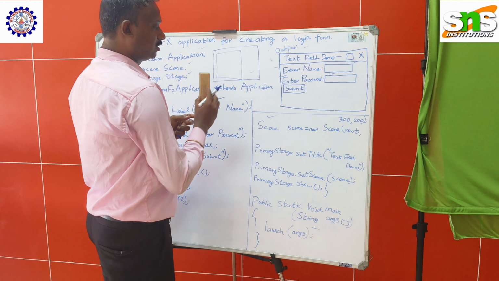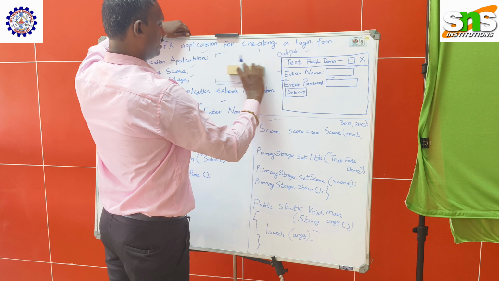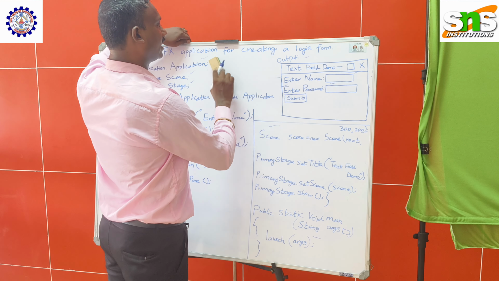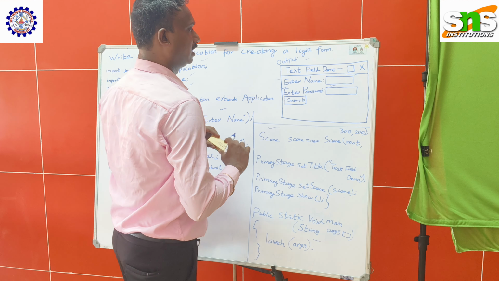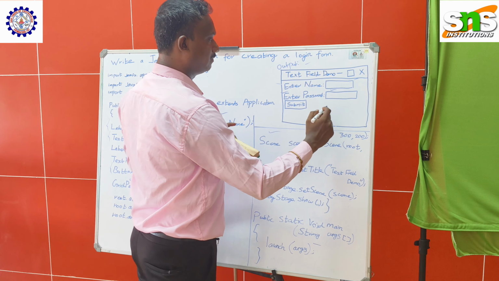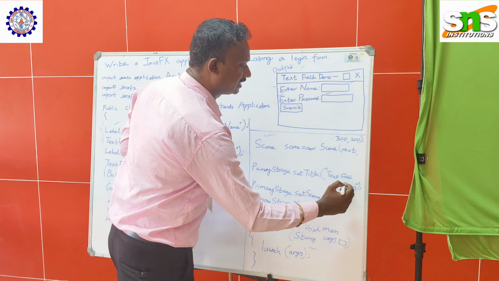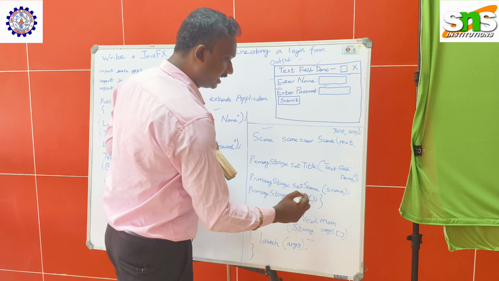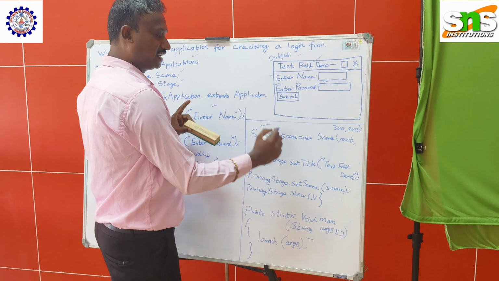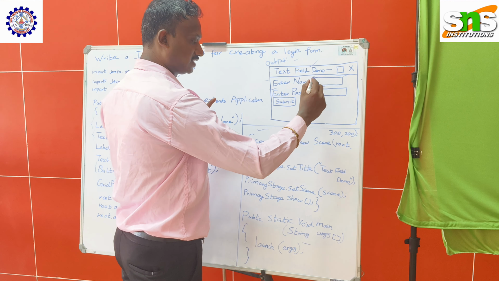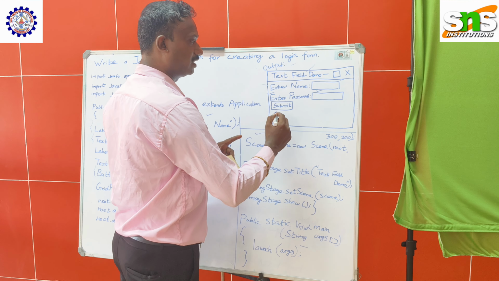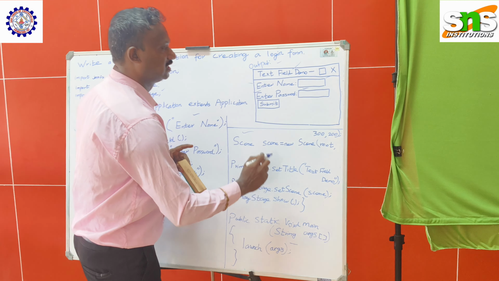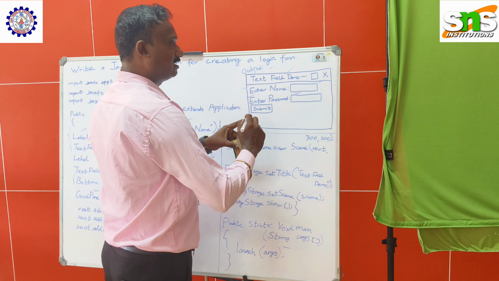Next, we have to set the title for the stage. For example, here we have created text fields for a login form, so I have set the title as text field demo. That will appear at the top of the primary window. Then, having created the scene, we need to set the scene inside the primary window. That's why we use primaryStage.setScene. Now the scene is set inside the primary window.